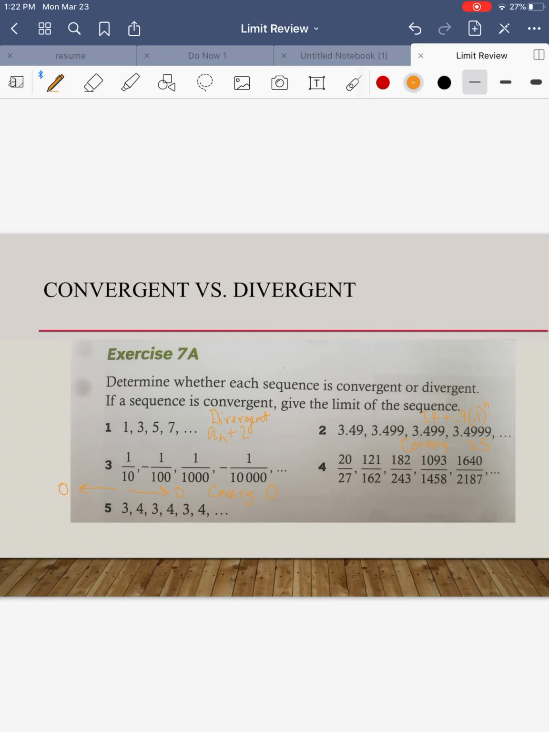And then let's try 1640 over 2187. You get 0.7498. So we get closer and closer to 0.75. So therefore, it converges to 0.75. And then this last one, 3, 4, 3, 4, 3, 4. We can go 3, 4, 3, 4 forever. So we're going to call that divergent. It doesn't get close to either number.